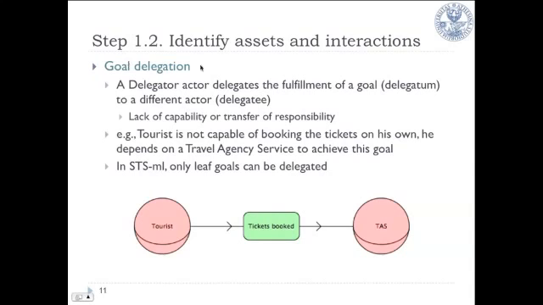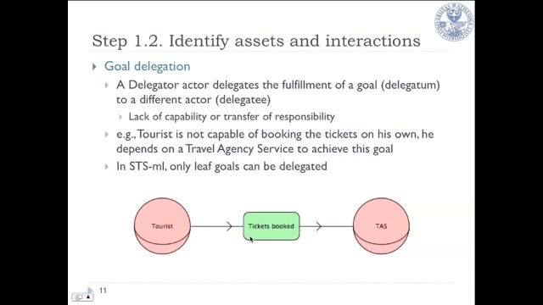And we capture this concept of reliance through goal delegation, which captures this relation between two actors, the first being the delegator actor, the one that delegates the fulfillment of the goal, to which we refer as delegatum, to a different actor. So the second actor is the delegatee. So for instance, here we assume that the tourist is not capable of booking the tickets on his own, so he needs to rely on a travel agency to achieve this goal. And this delegation is represented in this way. So the relation from the delegator, being the tourist, to the delegatee, being the travel agency service, for the given goal, tickets booked.